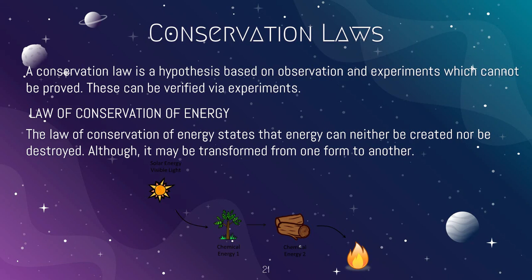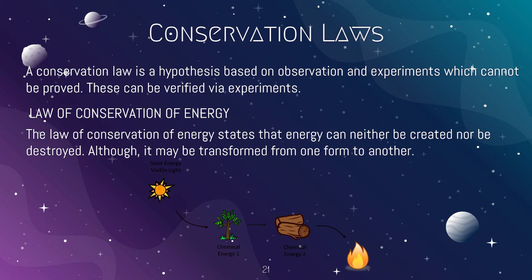And third, the log of the tree can be taken as the third type of energy. And finally, the log produces the fire, which is known as another form of energy. So here you can see that energy can neither be created nor be destroyed. However, it is transforming from one form to another. If you remember, in the 10th standard we studied the 10% law, where we studied that 10% of energy transfers from one form to another form. So this is the same as the law of conservation of energy.